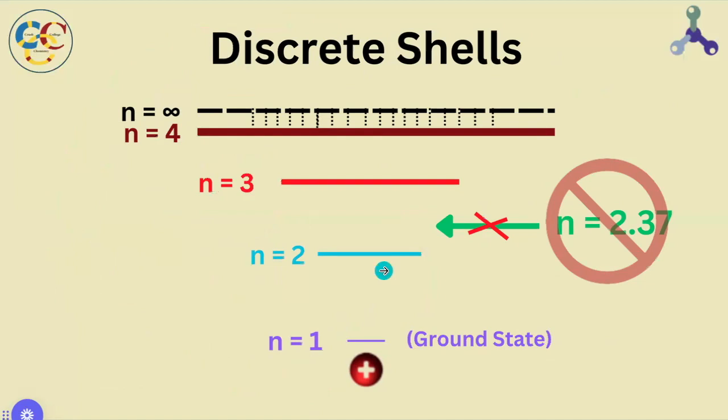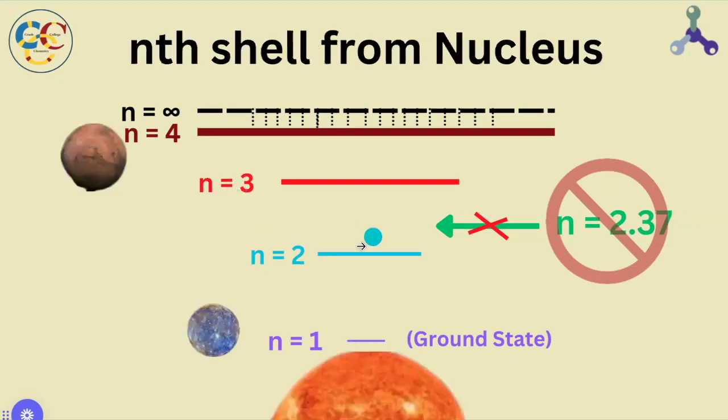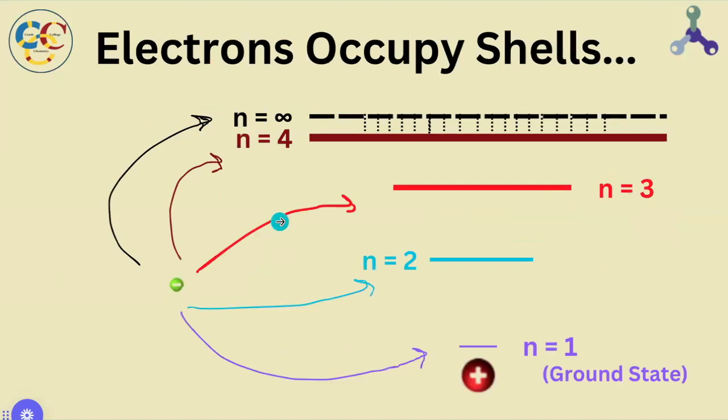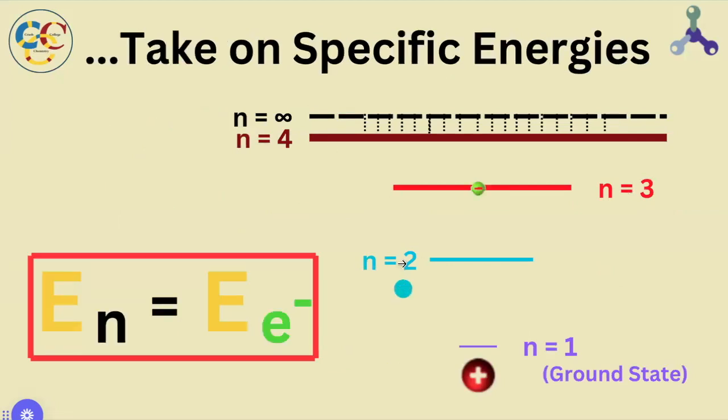For example, when comparing the n = 4 shell to the ground state, it's evident that the former is positioned farther away from the nucleus. It's like saying Mars is the 4th planet from the sun and Mercury is the 1st. There's no such thing as the 2.37th planet from our sun. For the Bohr atom, our one electron can potentially occupy any one of these shells. So because electrons occupy these shells, they take on however much energy is associated with that shell. So if the electron is in the 3rd shell, it's going to have as much energy as what's associated with the n = 3 shell.